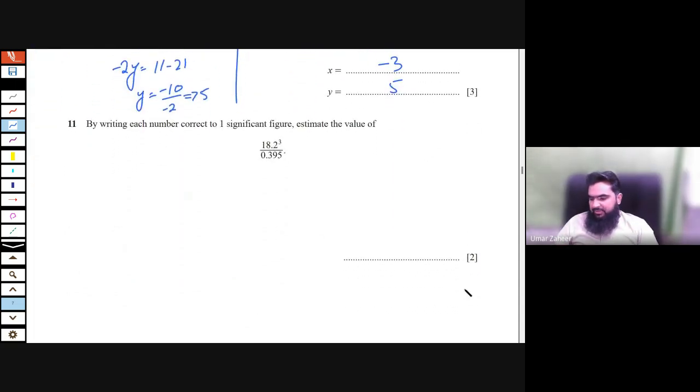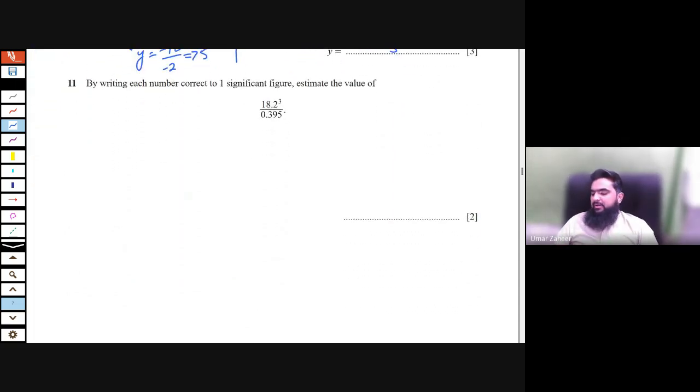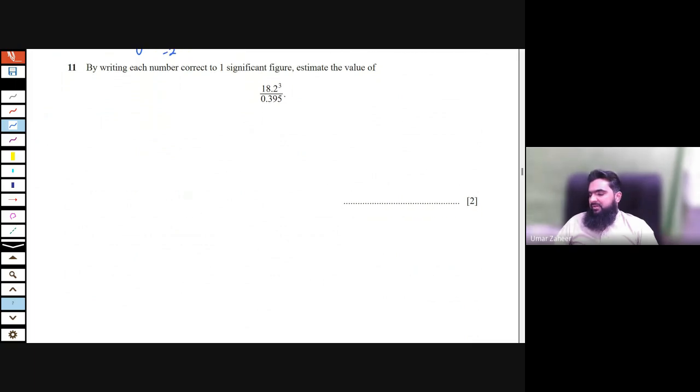All right. Now we have, by writing each number correct to one significant figure, estimate the value. So 18.2 will become 20, and 0.395 will become 0.4. Yes. Anyone? Any question?